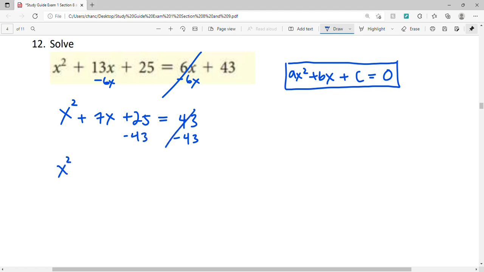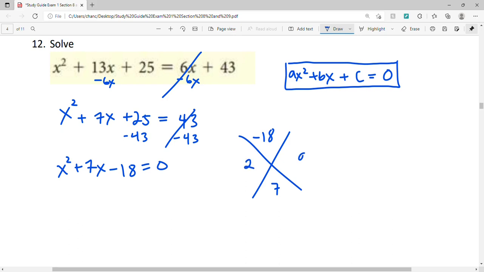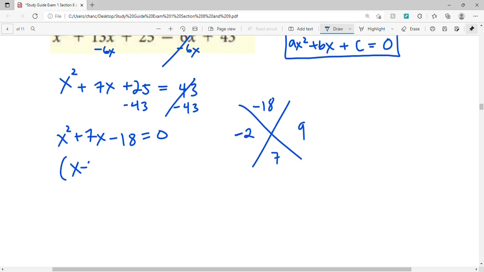And we have x squared plus 7x minus 18 equals 0. Since this is 3 terms, we can use the diamond method. And so this factors as 2 and 9, but we must have a negative 18. So that must be a negative 2 and a positive 9. This factors as x minus 2 times x plus 9 equals 0. Since the product of these factors is equal to 0, we can set each one separately equal to 0.